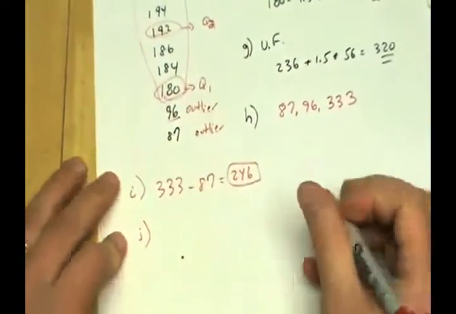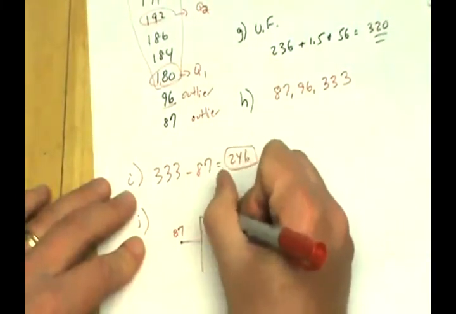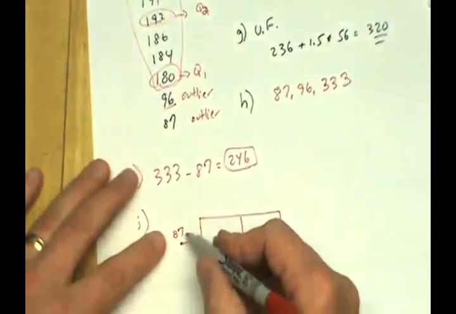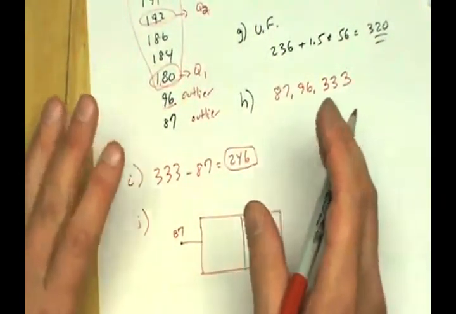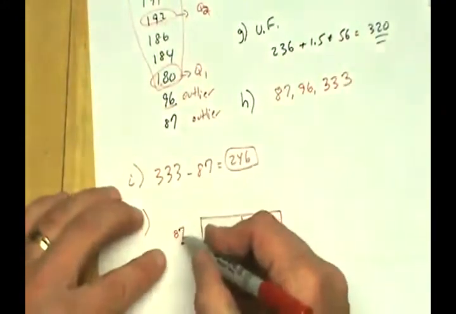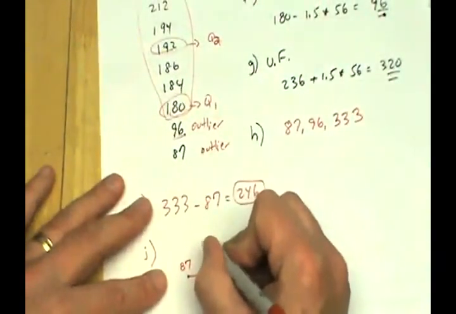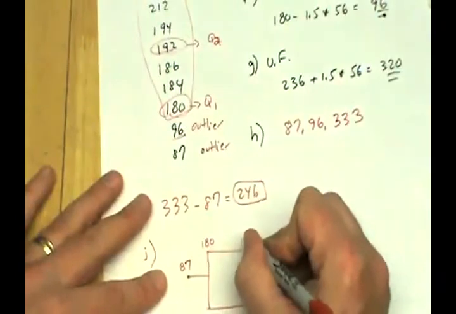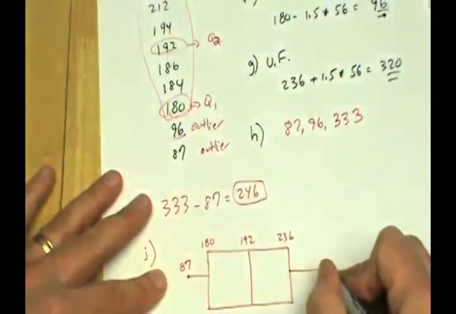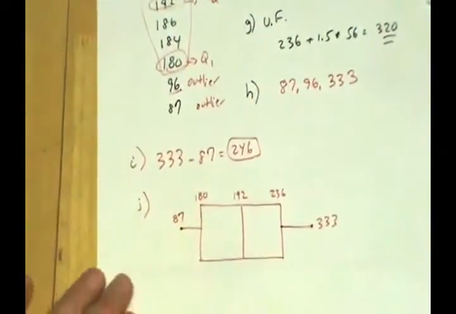Here we go. So lowest piece of data, 87. Even though 87 is considered an outlier for our class this semester, we keep all the data. We label them if they're outliers or not, but we still keep them in terms of our answers. So Q1 is 180, Q2 is 192, Q3 is 236, and then there's the other whisker, and this is our highest piece of data, 333. So there's your box and whisker plot.